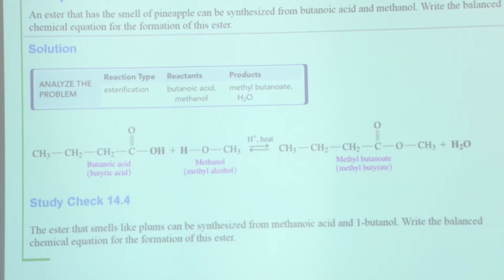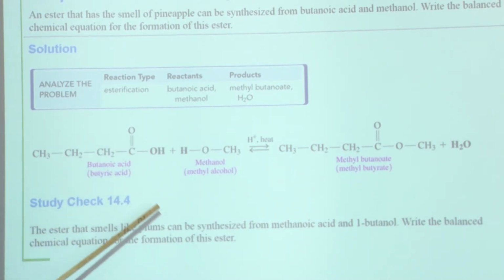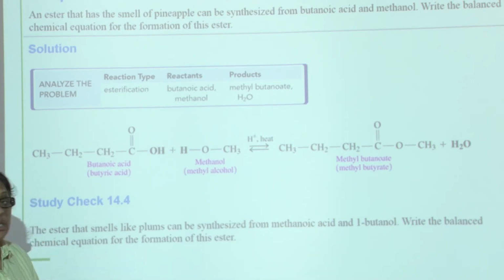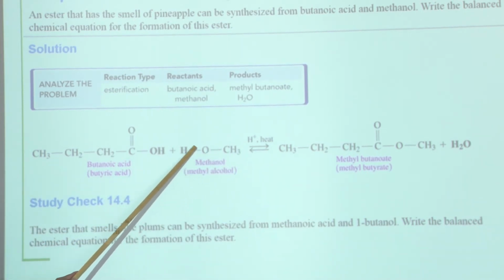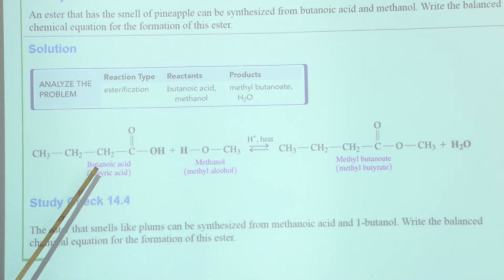So methanoic acid, this is butanoic acid. Methanoic acid, 1 carbon. So here, methanoic acid replaced this entire propyl group with hydrogen. That's methanoic acid. 1-butanol, but 4. So 4 carbons, and carbon 1 has the hydroxyl group. So take away the water, and you are creating an ester.